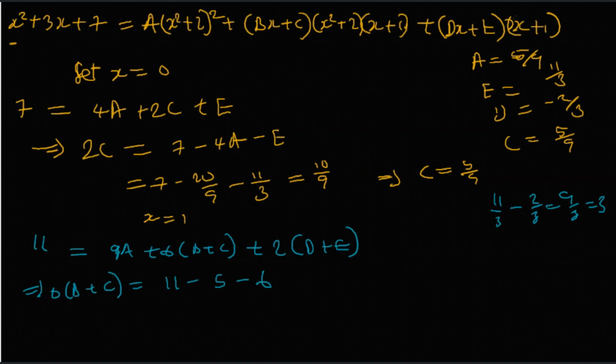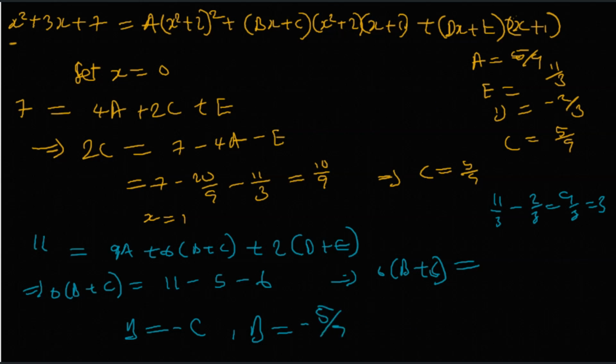So this tells us that 6B plus C should be equal to 0. Right? So that means that B is equal to negative C. And what is our C? 5 over 9. So therefore B is negative 5 over 9.